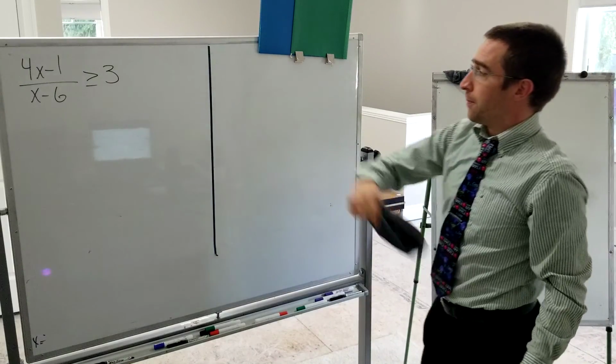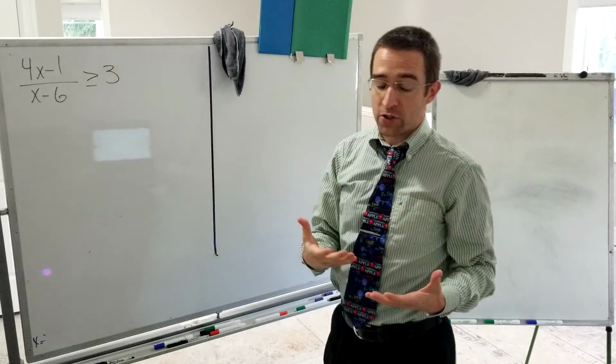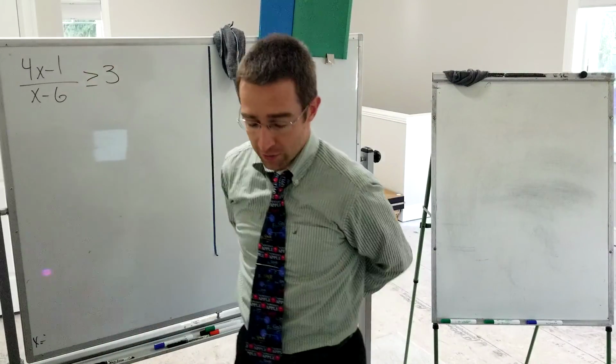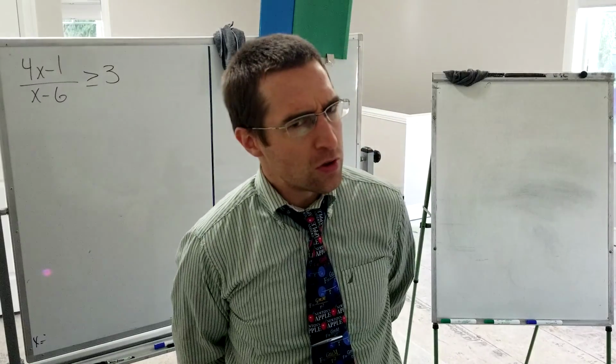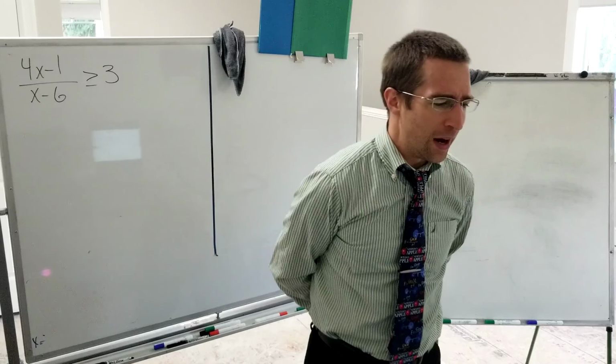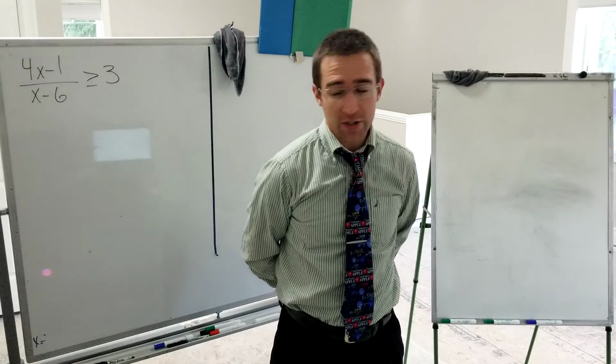All right, so with this, it's a rational function, or this is a rational expression, right? f of x equals that would be a rational function. So there's an extra thing we've got to think about for our key numbers.